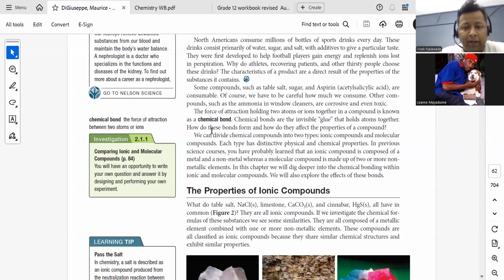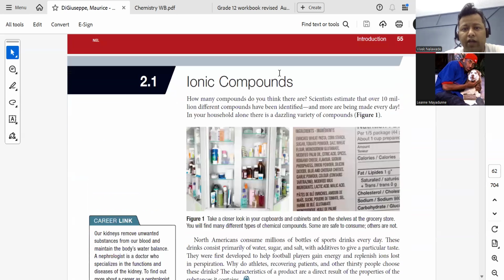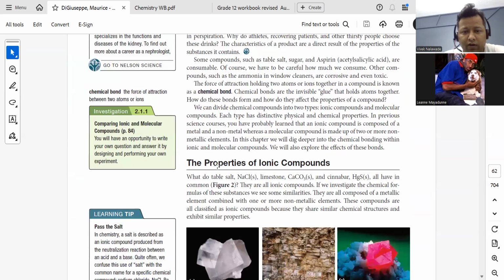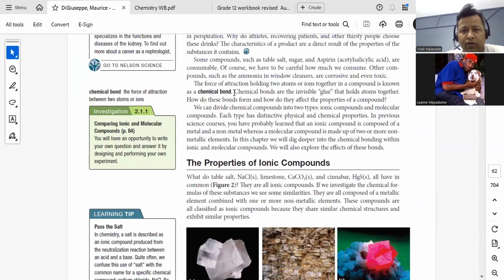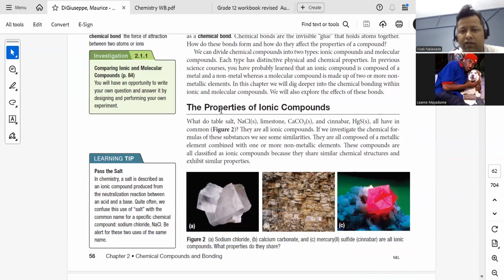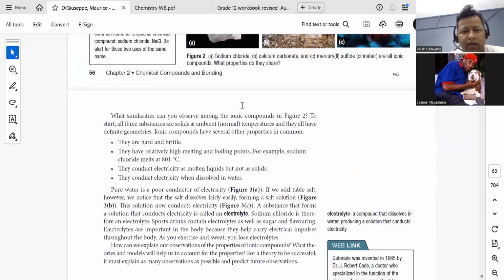So we discussed the ionic compounds, right? After the ionic compounds, what is the next? Some compounds such as stable salt. The force of attraction holding the two atoms, we discussed this. The properties of the ionic compound.